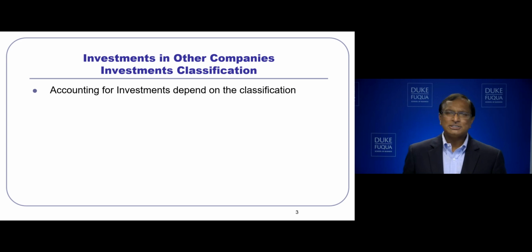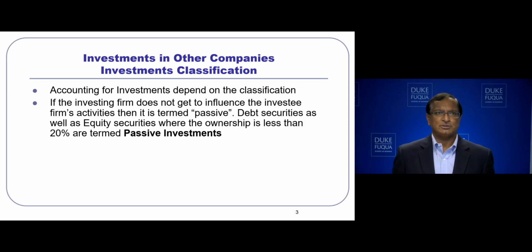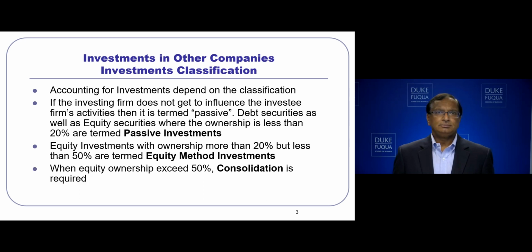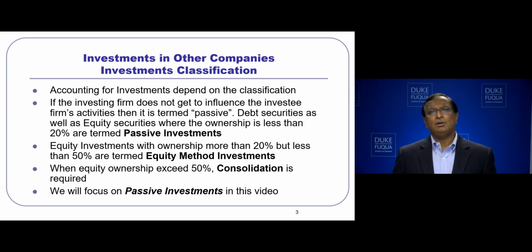The accounting for investments depends on how you classify those investments. If the investing firm does not get to influence the investee firm's activities, then it is called passive. Debt securities and also equity securities with ownership less than 20% are termed passive investments. Now, when the ownership of equity is more than 20% but less than 50%, they are classified as equity method investments. When equity ownership exceeds 50%, a consolidation method is required. But in this video, we'll focus only on passive investments.